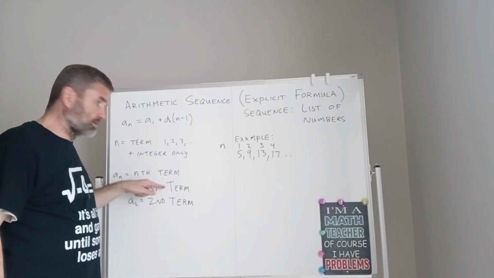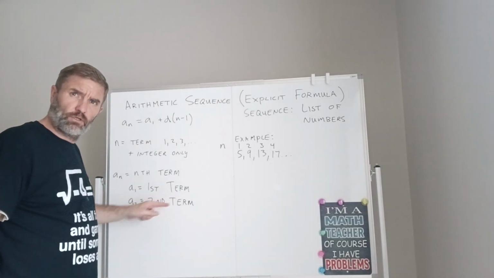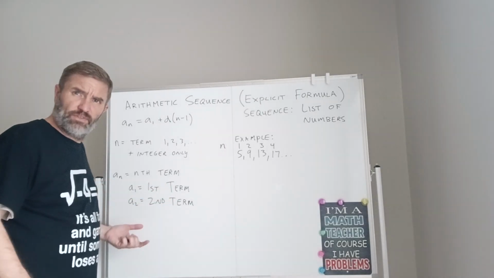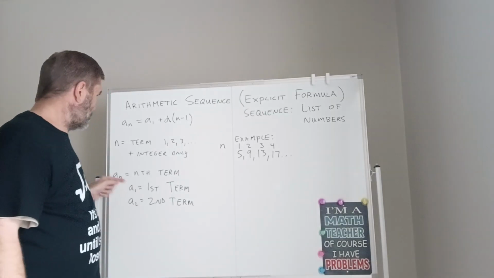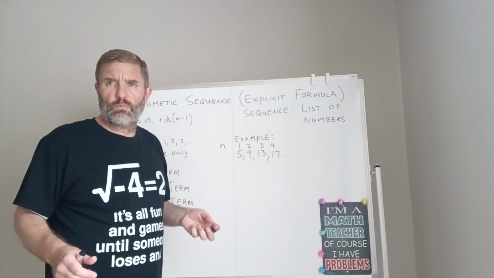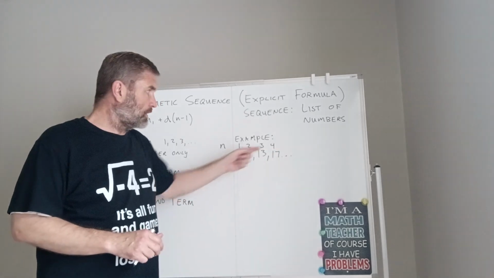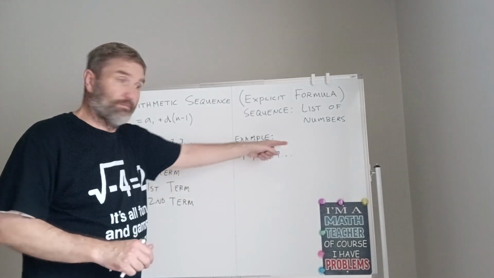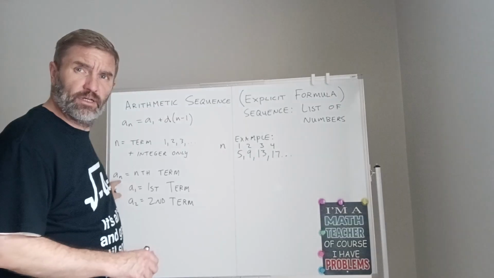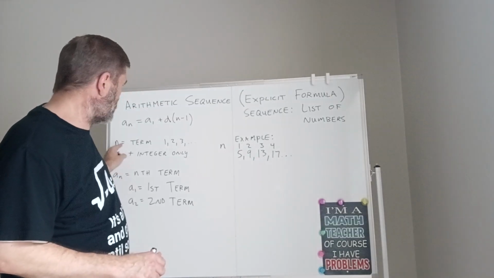Now, a sub n, right here, is the nth term that you see. So a sub 1 is the first term, a sub 2 is the second term, and so on. So a sub 50 would be the 50th term. We use a sub n because we don't know which term we want to describe. Also, since this goes on forever to infinity, we need a way to represent that, and we do it with n.